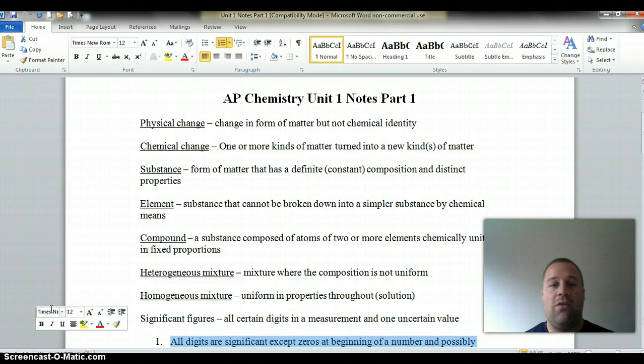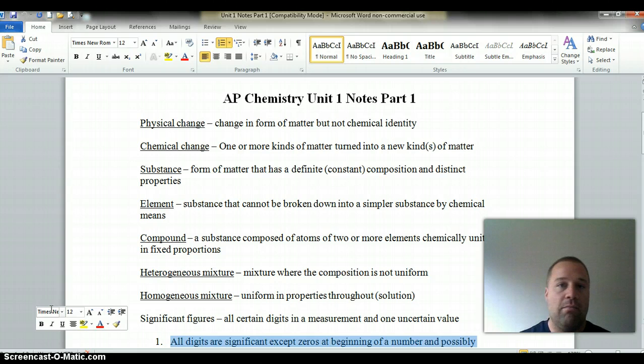Physical changes are any change in matter that doesn't change the identity. So think about melting ice, water freezing. Any physical change is a phase change, and that's really what you're looking for. Chemical changes, you're looking for the change of identity of the substance, so iron rusting, an egg cooking, something along those lines.